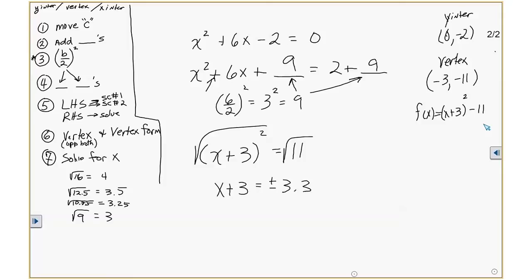And then x is equal to positive or negative 3.3 minus 3. And what's 3.3 minus 3? 0.3. And negative 3.3 minus 3 is negative what? 6.3. So there are 2 intercepts.